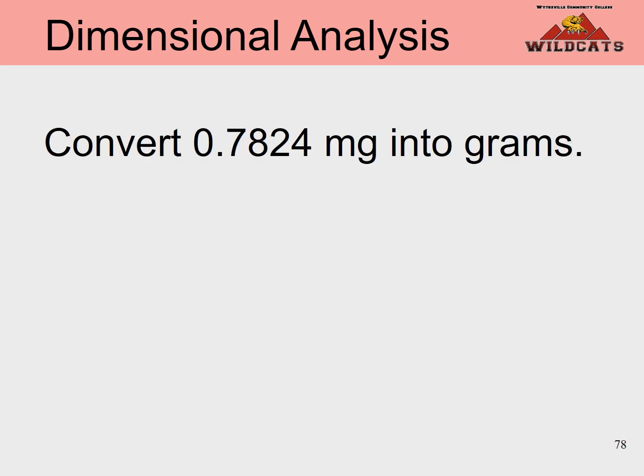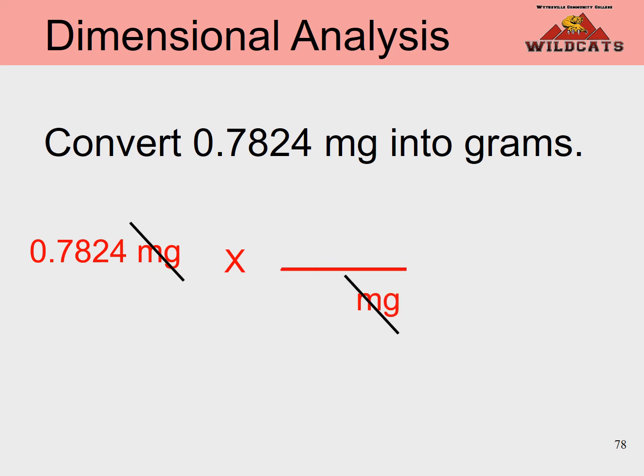Now I'm going to convert 0.7824 milligrams, and I've got 4 significant figures, into grams. Write down the number, the unit, multiplication sign, division bar. Put milligrams in the bottom, because I want to get rid of milligrams. Put grams in the top. And there are 10 to the minus 3 grams in a milligram. It's on the top, so I'm going to use multiplication.